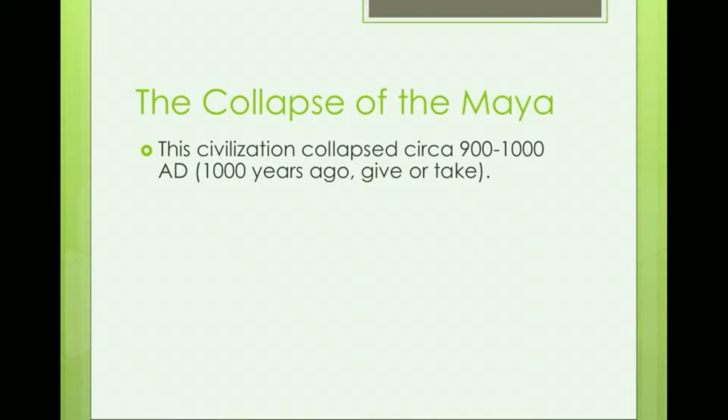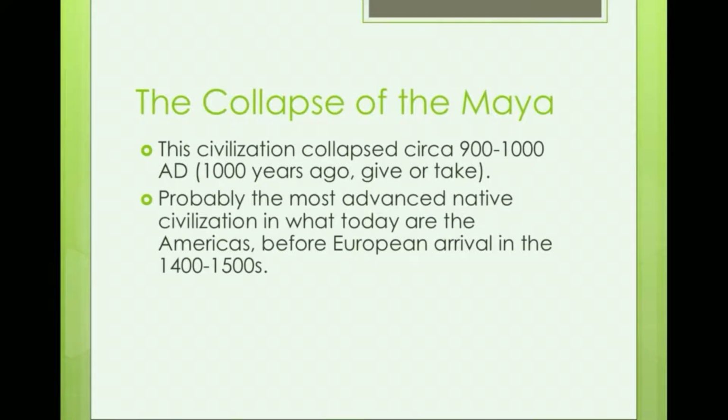Let me move on to the next case, which is also very interesting. It's the collapse of the Maya. You may be familiar or somewhat familiar with the Maya. This civilization collapsed roughly a little bit over 1,000 years ago. It was probably the most advanced native civilization in what today are the Americas, before European arrival in the late 1400s, early 1500s.